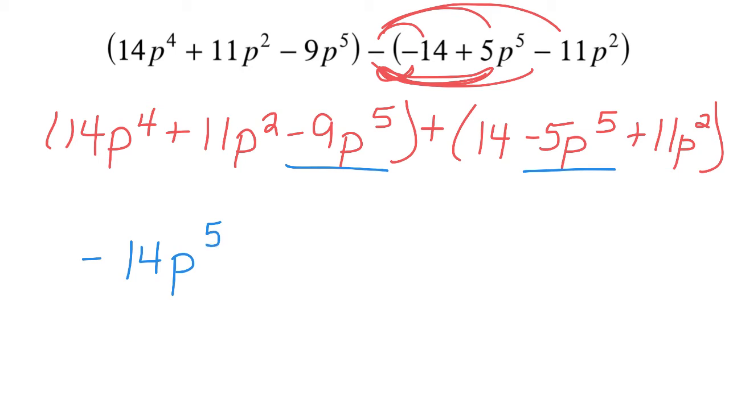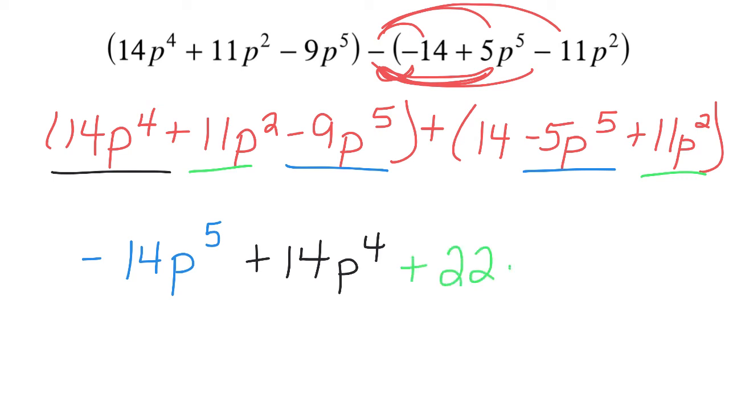Next, my largest term on the left is 14p to the 4th. I don't have any of those on the right, so I'm just going to bring that down. My next largest term, there are no thirds, it's going to be 11p squared. I have positive 11p squared on each side. 11p squared plus 11p squared is 22p squared. And finally, I have on the right side positive 14. So this is my final answer.